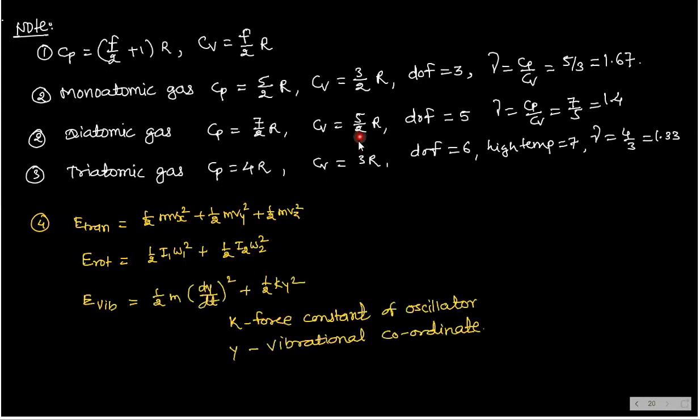Next, what about the vibrational energy? When you have high temperature, you get one extra degree of freedom due to vibrational energy, and that is half m (dy by dt) whole square plus half k y square, where k is the force constant of the oscillator and y is the vibrational coordinate. Like that you can find out whatever they ask you. And this is the end of the chapter, kinetic theory of gases. Let's stop here. Bye.